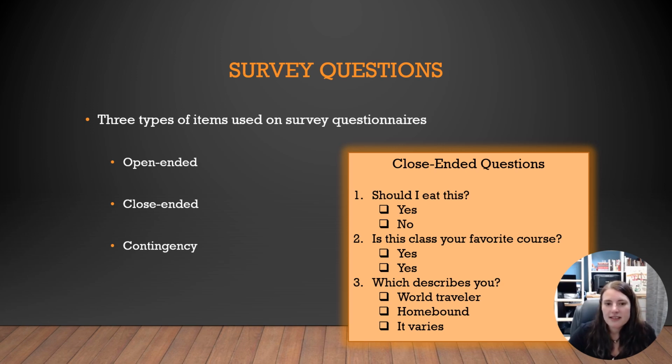You can go beyond simple yes-no answers and still use closed-ended questions. For example, number 3 allows the respondent to pick a description of themselves, but they must select from a series of categories that have been developed and provided by the researcher.